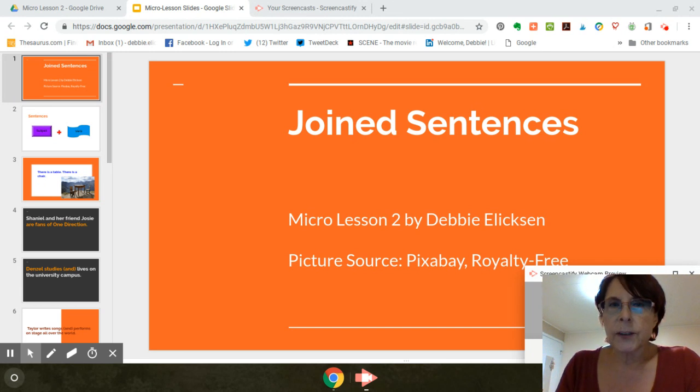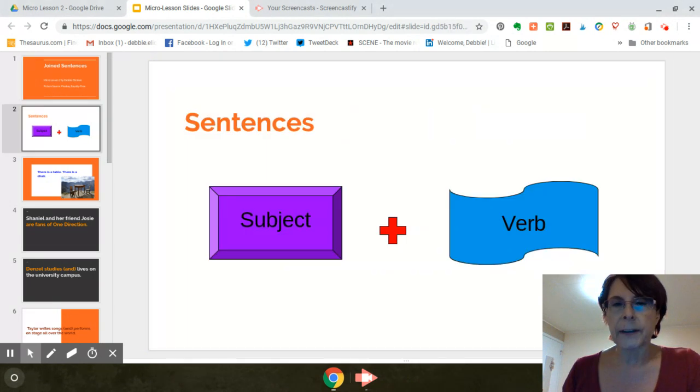The subject, which is the noun, is your naming word. It can be a person or a thing, and that person or thing does something in that sentence. And that thing that it does is a verb, an action word. Sometimes the subject does more than one thing in the sentence. We can make up separate sentences or join them together. So let's go over a couple of examples.